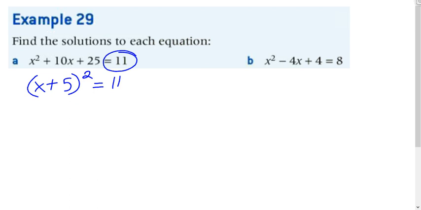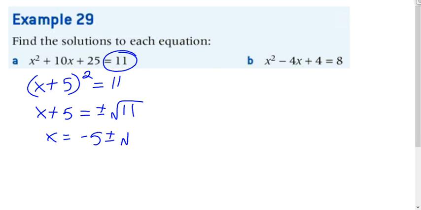How do I undo a square? So therefore, x plus 5 equals the positive and negative square root of 11. Then what do I do? Subtract the 5. See how easy that is? If you see it. Because that left side was a binomial square. If you can't get to that step, then it's really hard to see, and I totally understand.